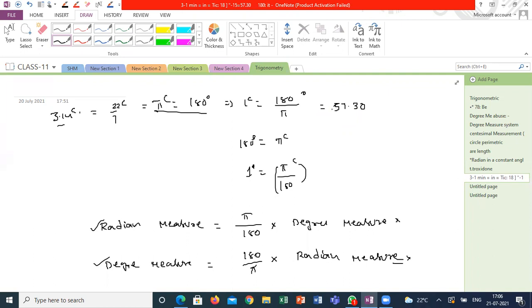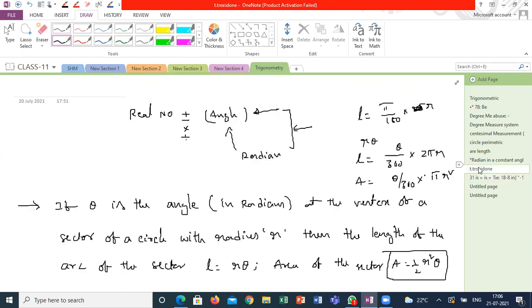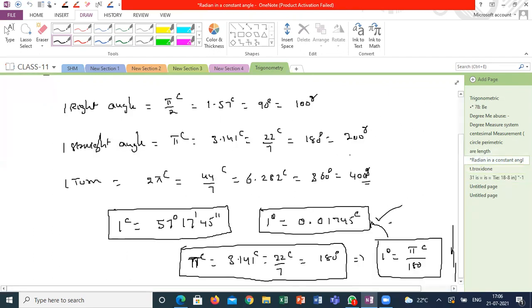Students, please, how many degrees is 1 radian? 57.27 approximately, or 57.3, or I can write 57.2958 degrees, or round off to 57.3 degrees. And yesterday we did that 1 radian is equal to 57 degrees 17 minutes 45 seconds.